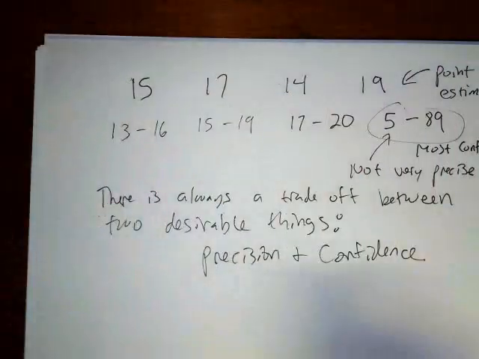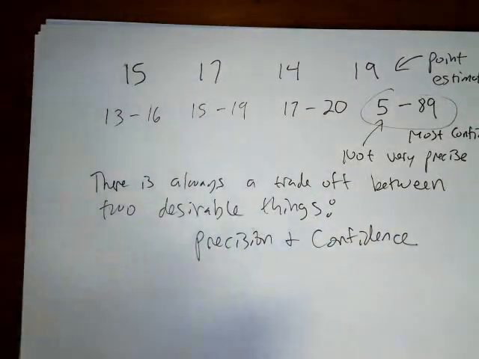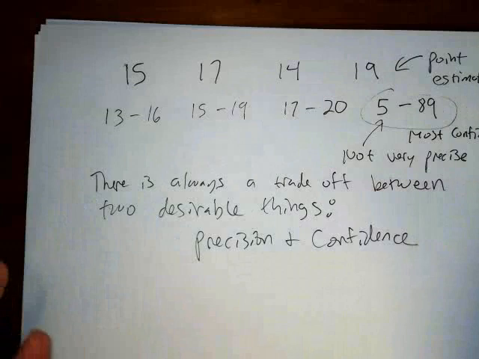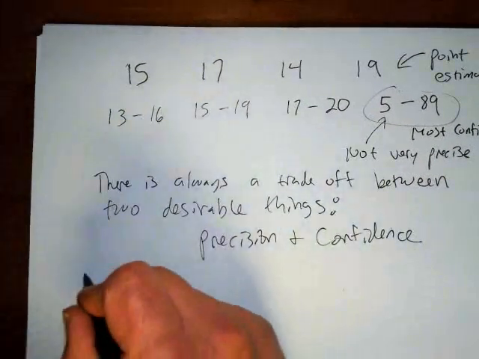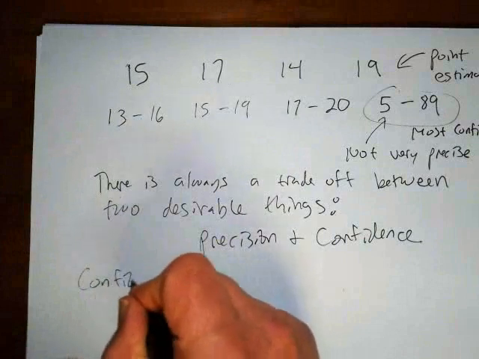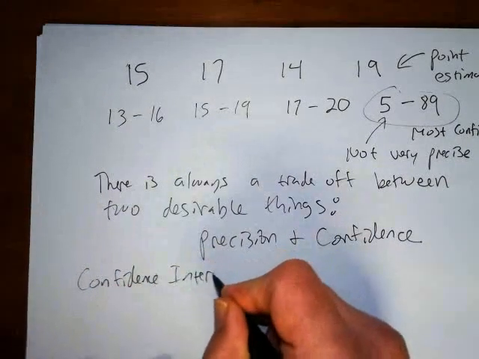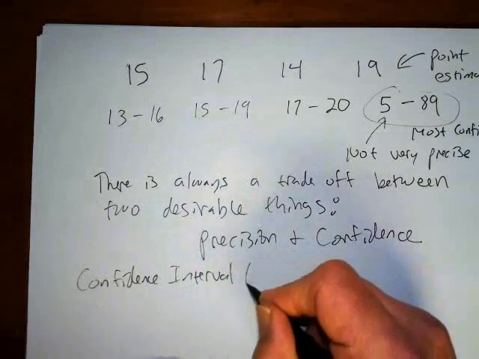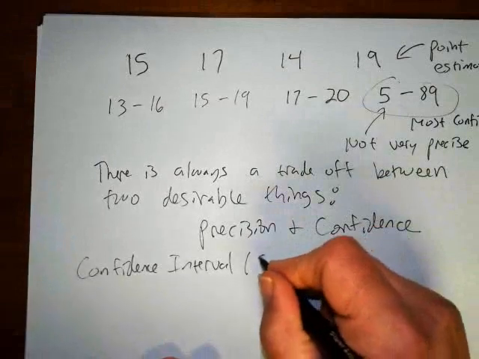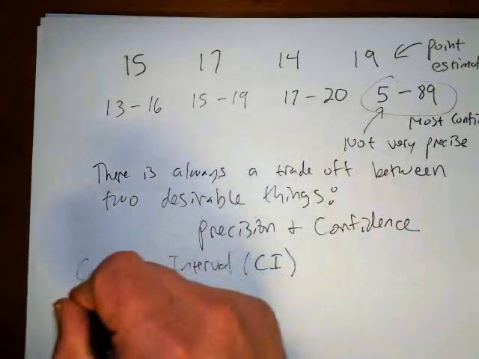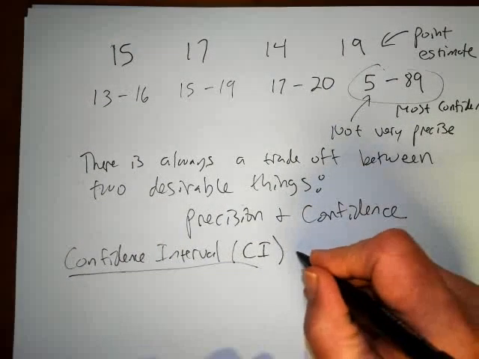So to finish this video up then, I really wanted to emphasize this idea of point estimates and interval estimates and this trade-off between precision and confidence. So let me define the confidence interval before we end. And then in the next video, I'll actually show you how to calculate a confidence interval. So we'll use CI to denote a confidence interval. So what is a confidence interval?